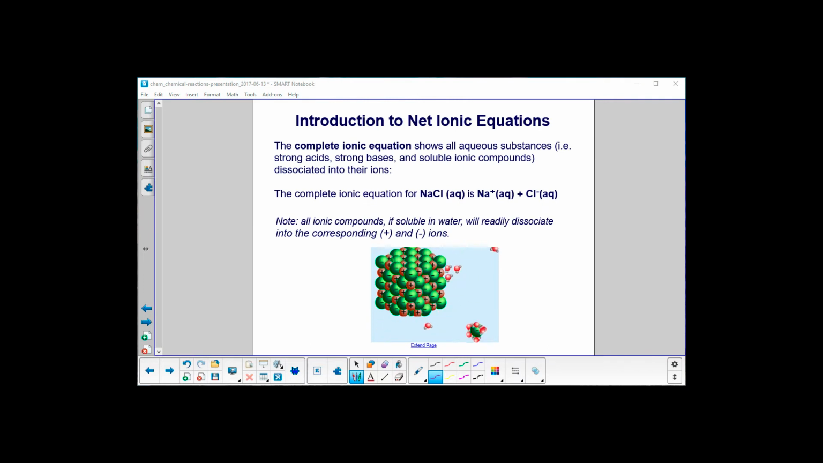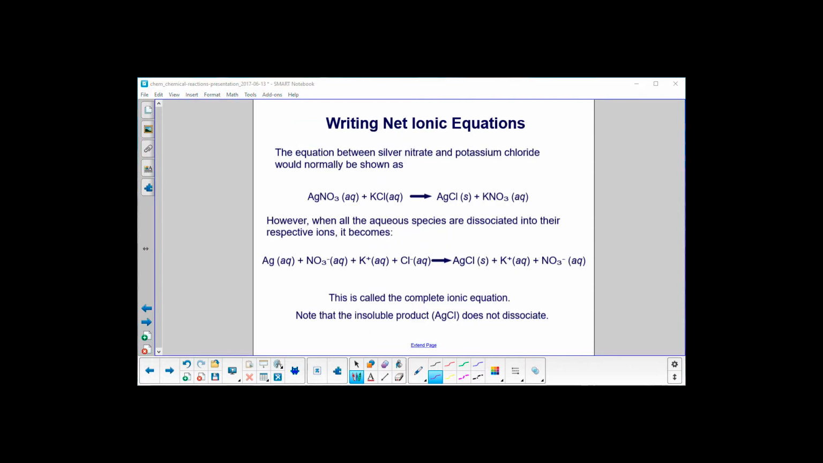A quick review: the complete ionic equation, that's the first thing we showed, shows all aqueous substances, strong acids, strong bases, and soluble ionic compounds dissociated into their ions, like this. Sodium chloride splits into sodium ions and chlorine atoms. All ionic compounds, if they're soluble in water, will readily dissociate into the corresponding positive and negative ions. And we're kind of showing that over there.